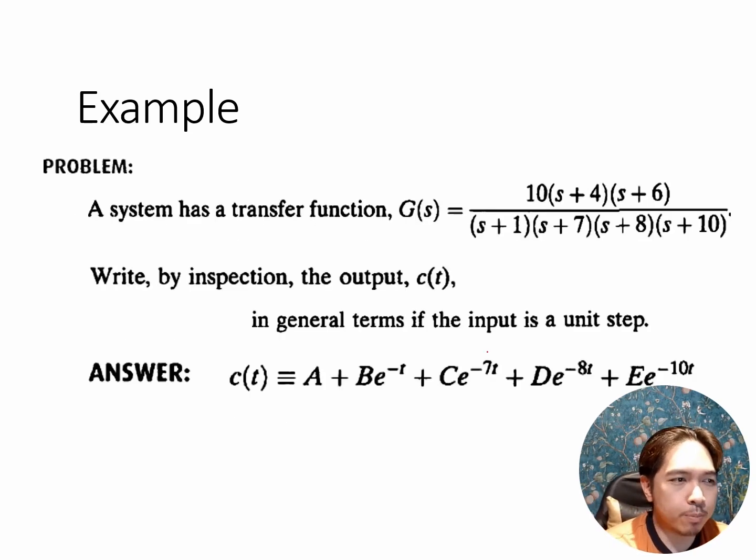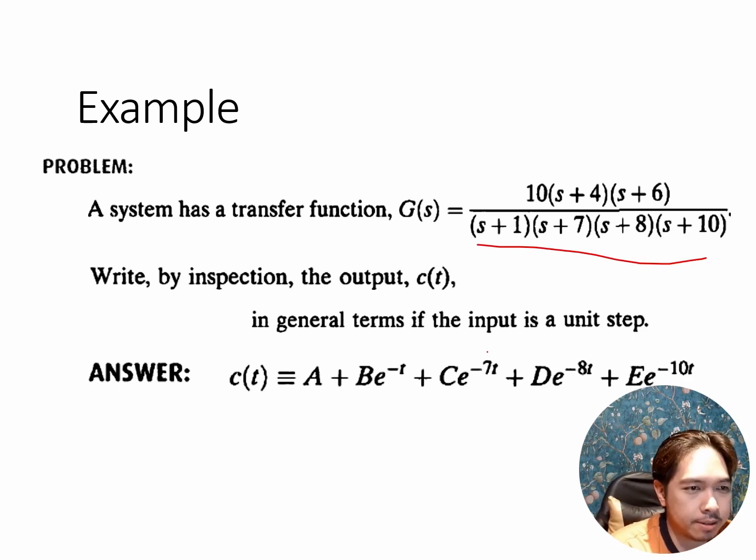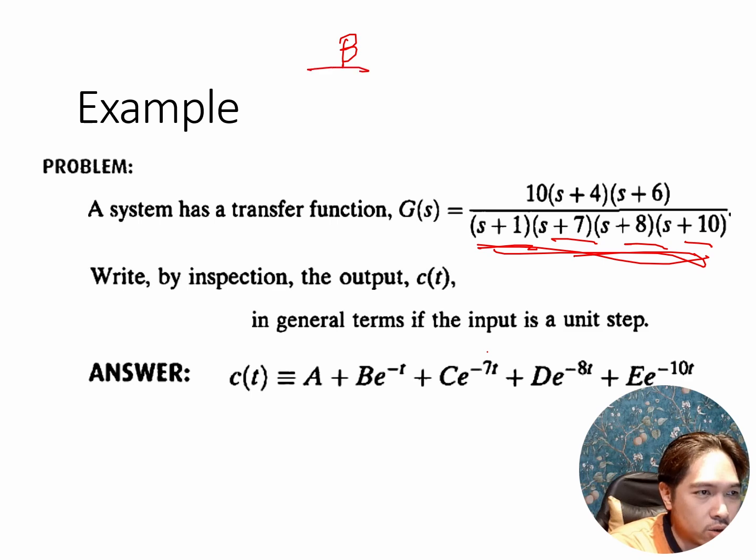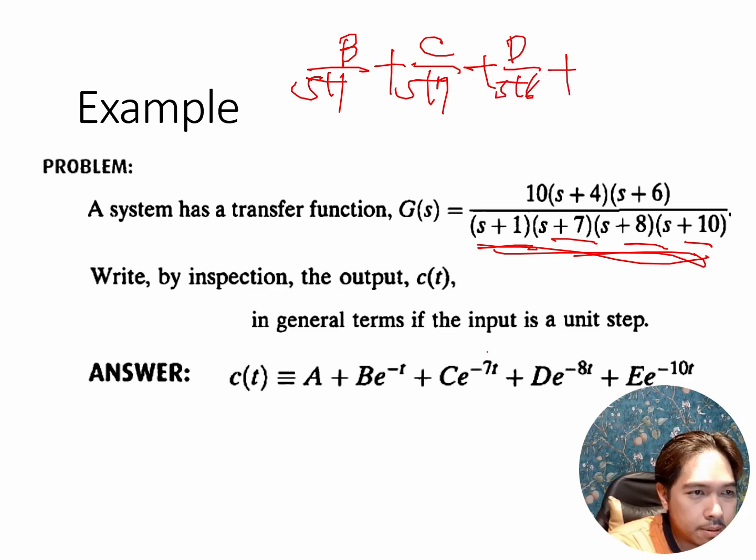So now we have here a sample problem. A system's transfer function G(s) equals 10(s + 4)(s + 6) divided by (s + 1)(s + 7)(s + 8)(s + 10). How can we write c(t)? First, we're going to take the partial fraction decomposition of this function. We have here four distinct linear denominators. So we have there B over s + 1, plus C over s + 7, plus D over s + 8, plus E divided by s + 10.